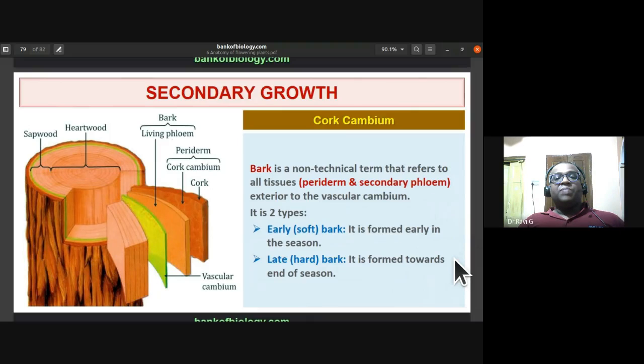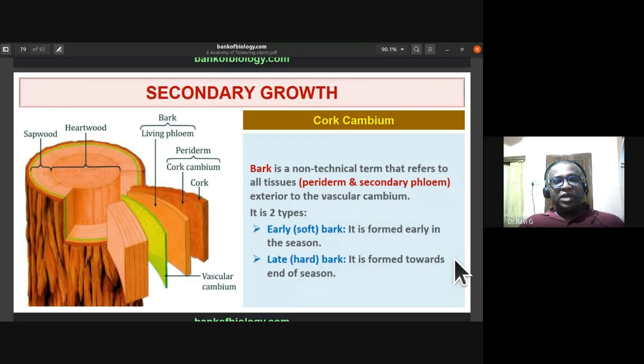The tissues exterior to the vascular cambium. What are the tissues exterior to the vascular cambium? The secondary phloem; the primary phloem would have got crushed. You already know it. The tissues exterior to the vascular cambium are secondary phloem and periderm. So these are called bark.